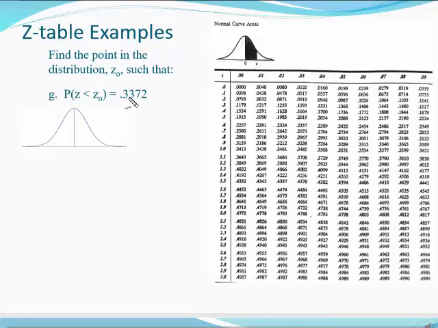So I want you to find a point in the distribution z naught such that the probability z is less than z naught, so I switch that around, is 0.3372. And so again, I have a z distribution. Here's the value 0. One way of walking through it is just what we did. Try to do it using the logical approach. And here's what typically happens when I do this.